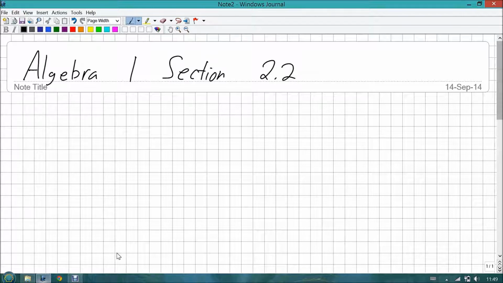We are in section 2.2, which is going to be solving equations by multiplying and dividing. So let's write that down. Solving by multiplying and dividing.